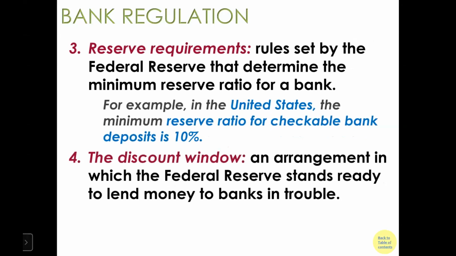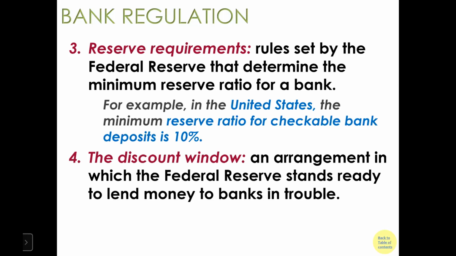Now third, there's a reserve requirement. These are rules set by the Federal Reserve that determine the minimum reserve ratio for a bank. Like the example we just discussed, Silas deposited $1,000, and then the bank is only allowed to invest up to $900 and must leave aside $100, which is 10%, and put that money in the central bank.